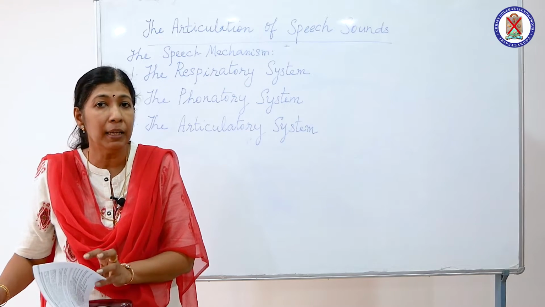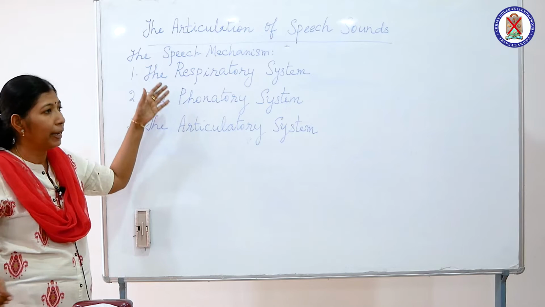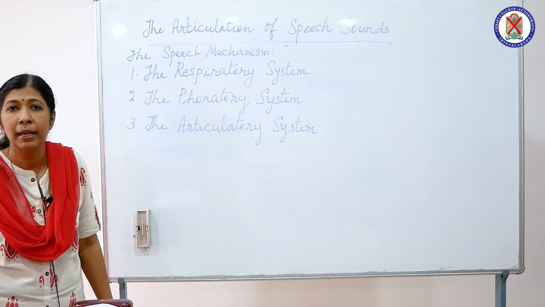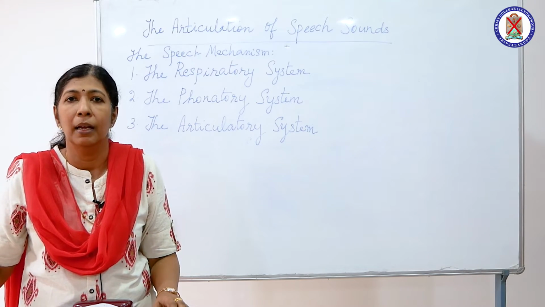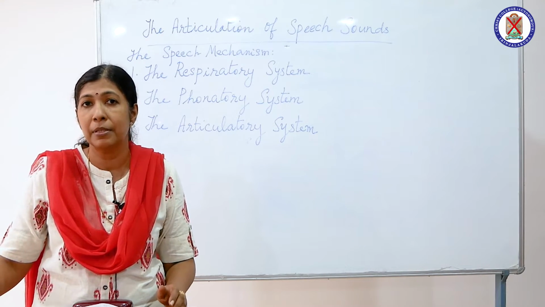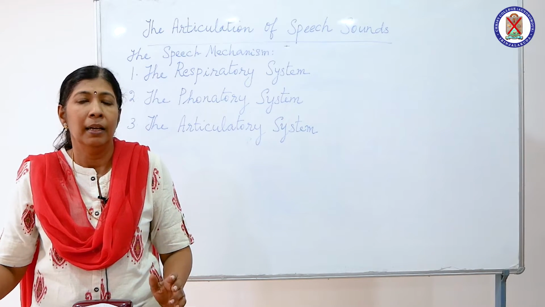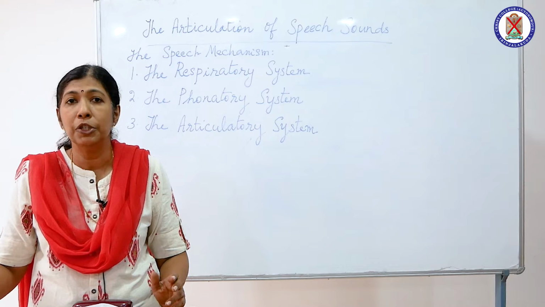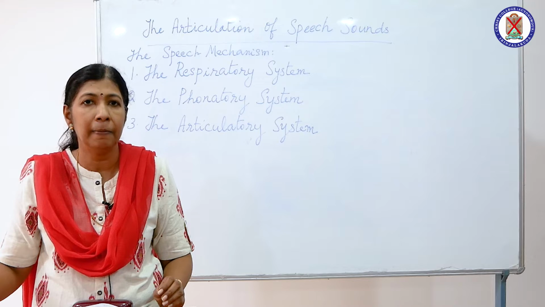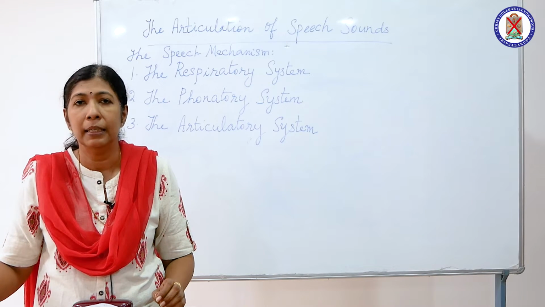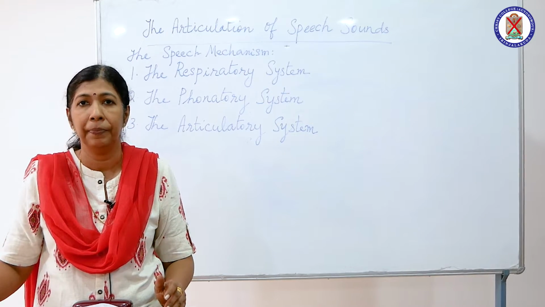So we move on to the third part of the speech mechanism, that is the articulatory system. The articulatory system comprises organs like the lips, the teeth, the tongue, and the palate. The tongue can be divided into different parts, like the tip of the tongue, the blade of the tongue, the front of the tongue, the middle of the tongue, the back of the tongue.